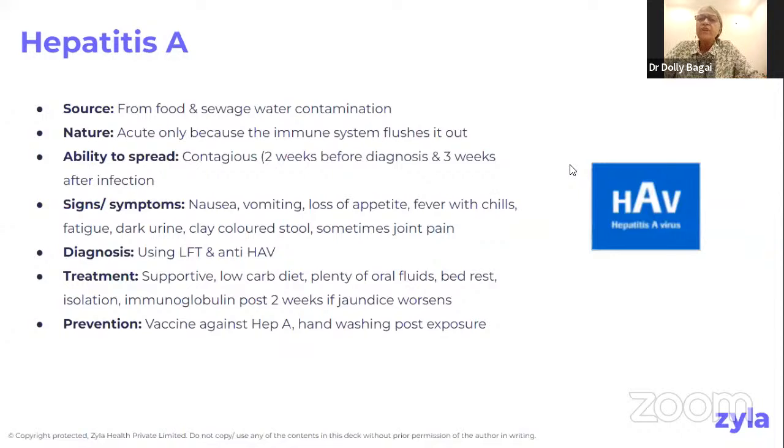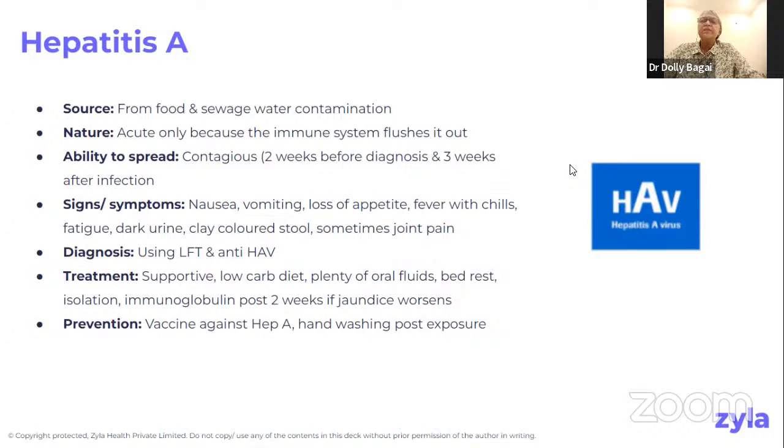So we use supportive treatment in the form of a high carb diet. Sorry, there is a printing mistake. There is a high carb diet and a lot of oral fluids. In India, we use a lot of ganne ka juice because it is very rich in carbs, and bed rest, and most importantly, isolation. If after 2 weeks jaundice is worsening or the liver function is worsening and the patient is getting sicker, then we use immunoglobulin. But immunoglobulin is not the first line of treatment. It is only post 2 weeks if jaundice worsens.